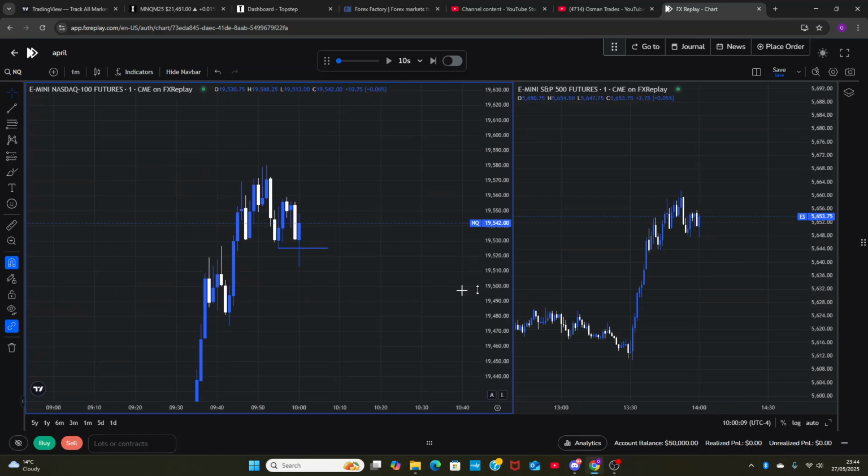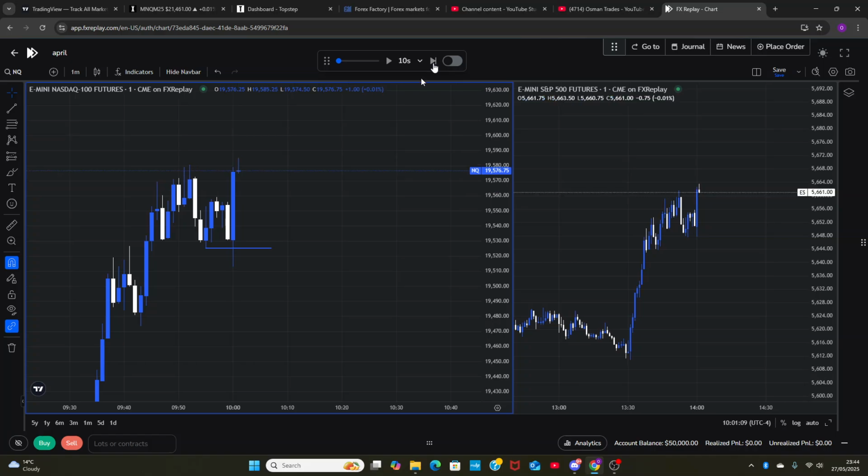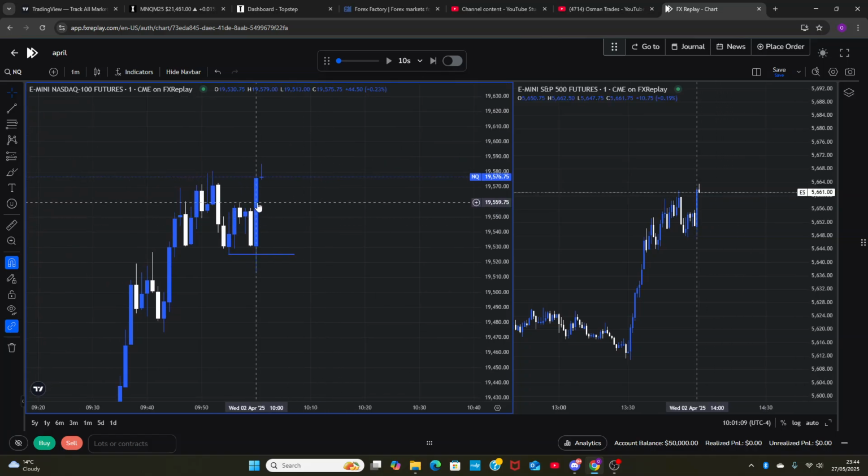Why is this a low? Because we moved down and moved up, right? We now sweep this low. Let's see how this candle closed. Very nice and bullish. That's what you would catch an entry with when seeing price do that, right?